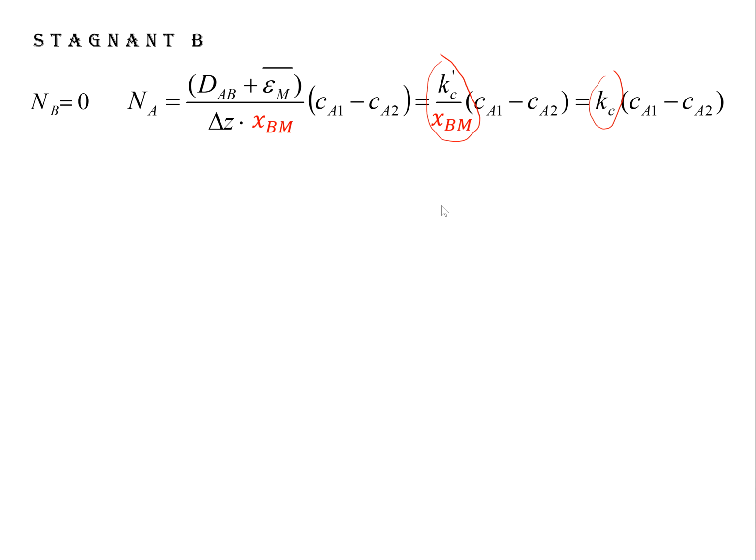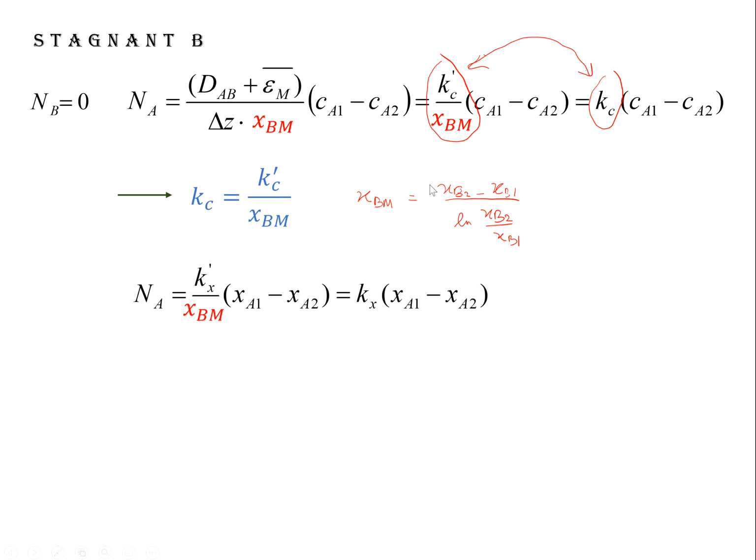Okay, so in summary, this is the correlation between Kc and Kc prime. You should be able to calculate Kc if you are given Kc prime, as long as you know how to calculate XBM. I hope you still remember, XBM can be defined as XB2 minus XB1 over ln XB2 over XB1. This is the first one for stagnant B and how we can correlate with the EMCD coefficient.